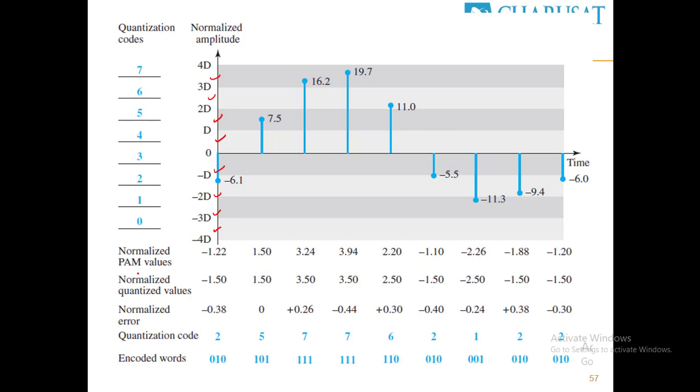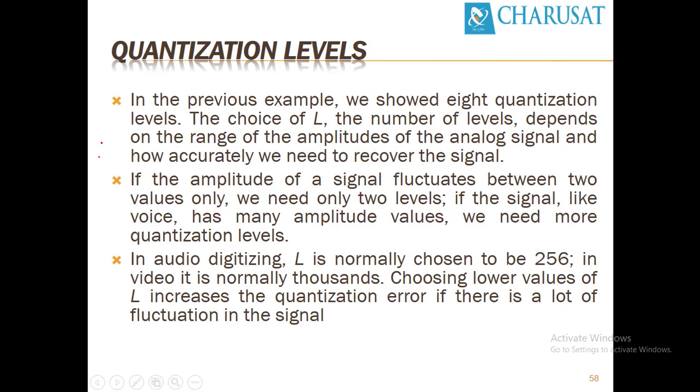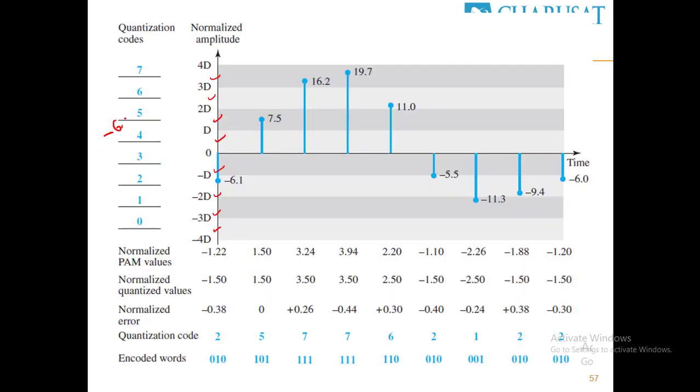So this is the normalized PAM value. Minus 6.1 is divided by 5. That means all these values we are getting over here are first divided by the delta value, which in this previous example is 5. So minus 6.1 upon 5, we get minus 1.22. In a similar way, 7.5, 16.2, if we divide all these values, we will get these values. So this is known as the normalized PAM value.